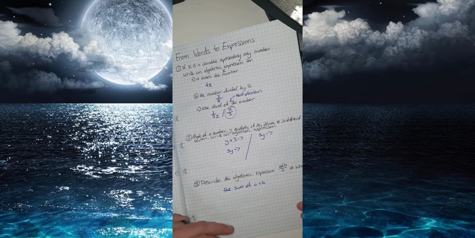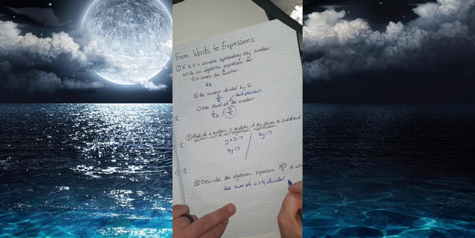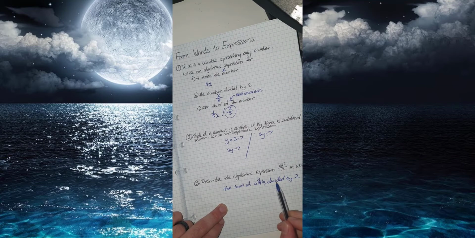Now I've got that. What does this line mean? Divided by. So let's write that. The sum of a plus b divided by 2. Okay, so we've got sum. So if that was minus, okay, the subtraction or the difference of a and b, divided by, so yep, just put in the word divide instead of the line, by 2.